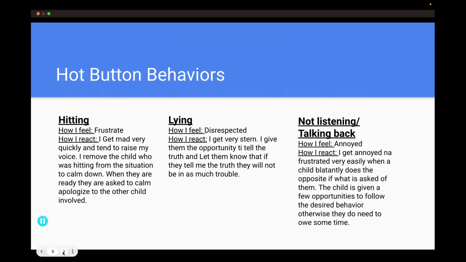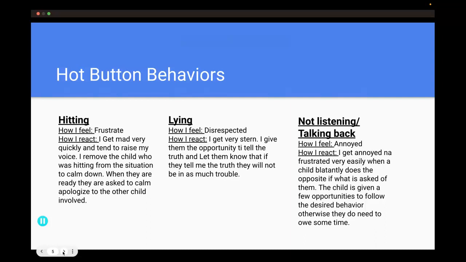Now moving on into hot button behaviors. The 3 hot button behaviors I chose that really do affect me in the classroom are hitting other children, lying, and not listening or talking back. So for hitting, I get very frustrated when I see another child hurting someone else in my classroom. I tend to get mad very quickly and raise my voice. I usually remove the child who was hitting from the situation to calm their body, and when they are ready to come back to the situation, their body is calm, they're asked to apologize to the other child involved.